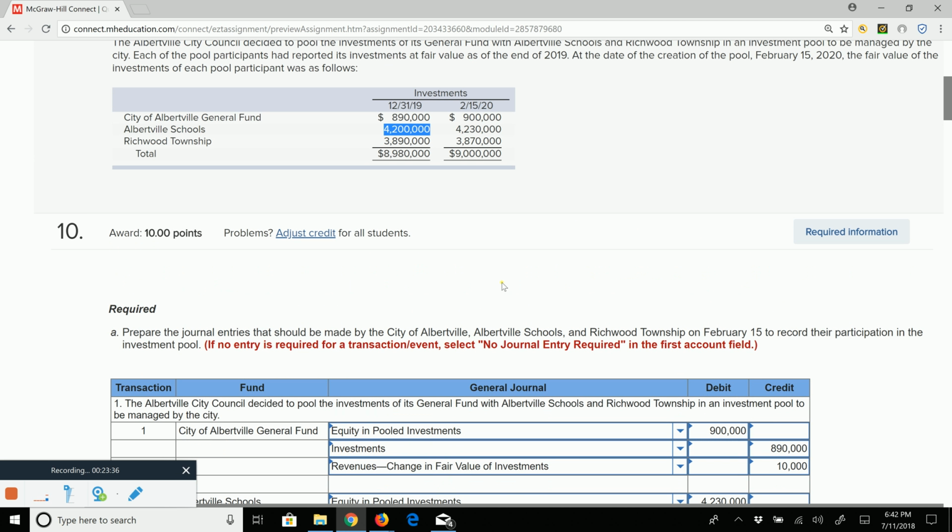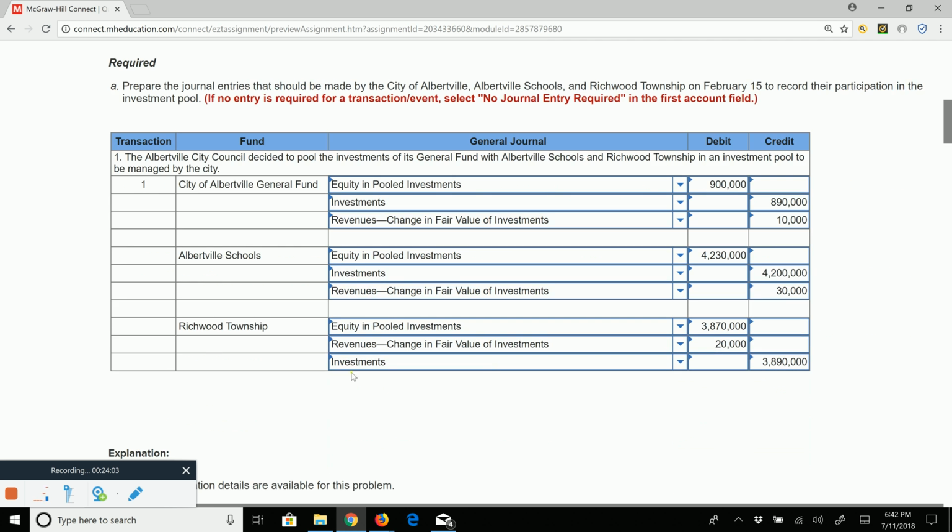Now the Richwood Township, they need help more than anybody, because take a look at them. Their value on the creation date of the pool, February 15th, was $3,870,000. However, on December 31st, 2019, the value was $3,890,000. They actually lost $20,000 in the first 6 weeks of the year. So in the journal entry, we're going to put the new asset on the books called equity in pooled investments, $3,870,000. We're going to get rid of the investment asset account, which had a value of $3,890,000. Now, in this case, they lost money, so the revenue account, which is the change in fair value, has to be debited. This is not a typo. You might be thinking, hey, how come the revenue account is being debited? Well, it's not a mistake. It's simply because they lost money.